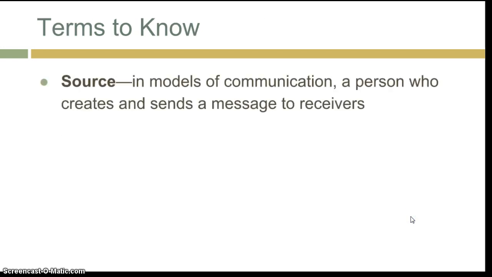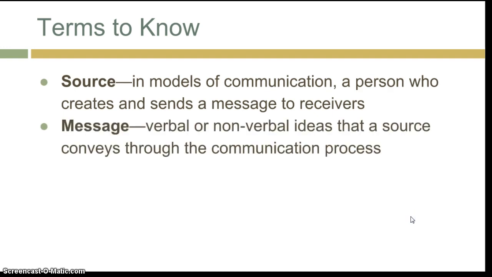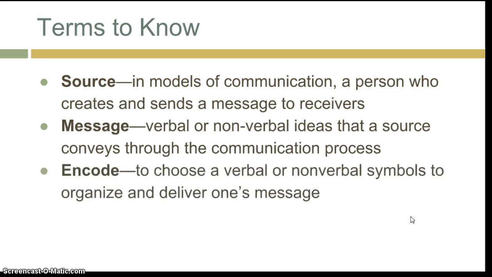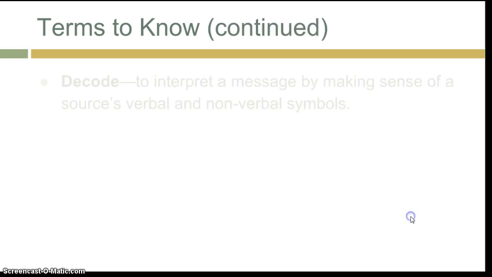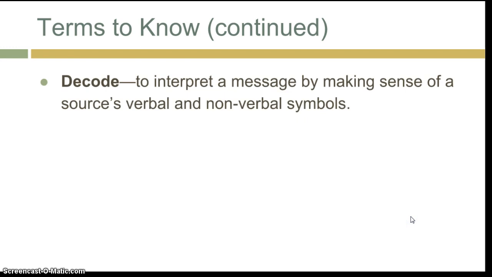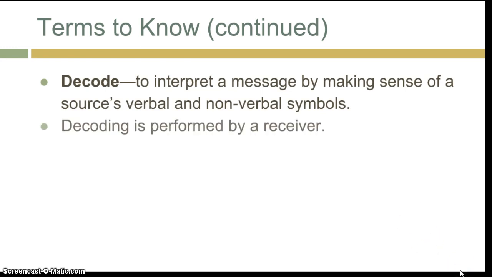Here are some terms that you should know. First of all, the source. In models of communication, a person who creates and sends a message to receivers is called a source. The message is the verbal or nonverbal ideas that a source conveys through the communication process. Encode is to choose a verbal or nonverbal symbol to organize and deliver one's message. Decode is to interpret a message by making sense of a source's verbal or nonverbal symbols. Decoding is performed by a receiver.